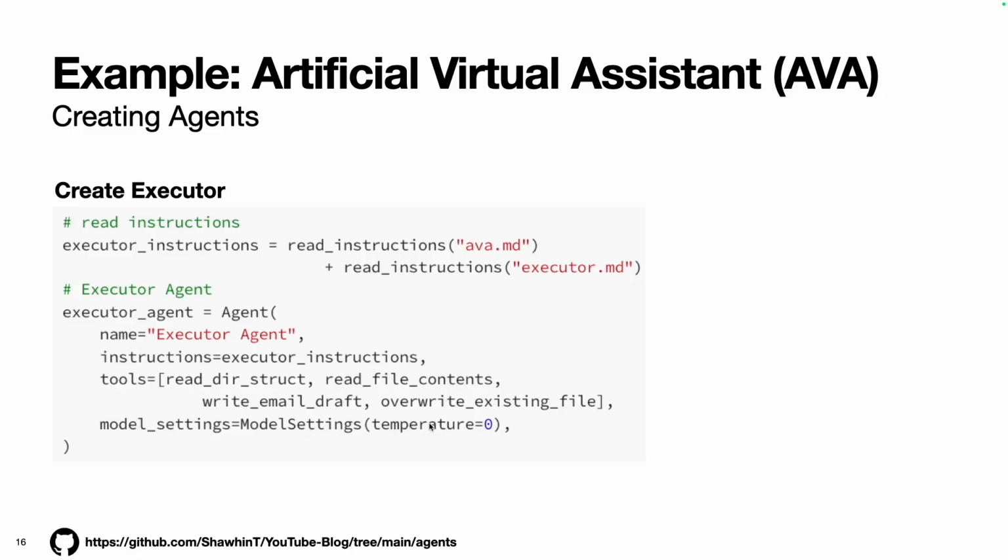A key difference with the executor is I set the temperature equal to 0 because I don't really need the executor to come up with creative solutions. I just need it to execute exactly what the planning agent tells it to do.